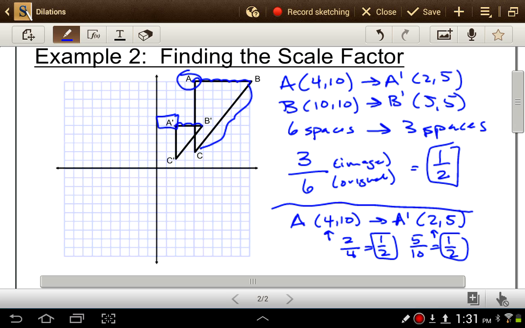But remember, the image number always goes in the numerator, okay, and then the denominator is the original. So you don't want to get an answer of 2 here by doing 6 divided by 3, okay? And remember, think about that. Is the image smaller, less than 1?